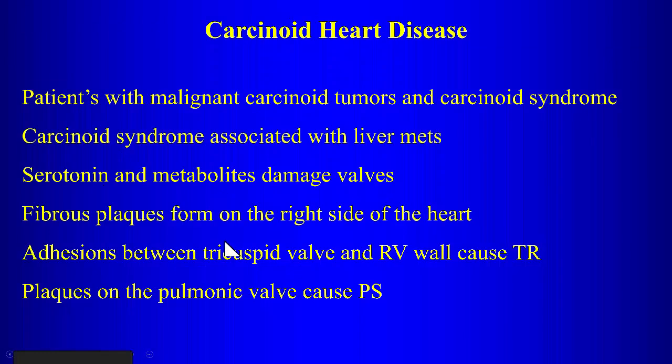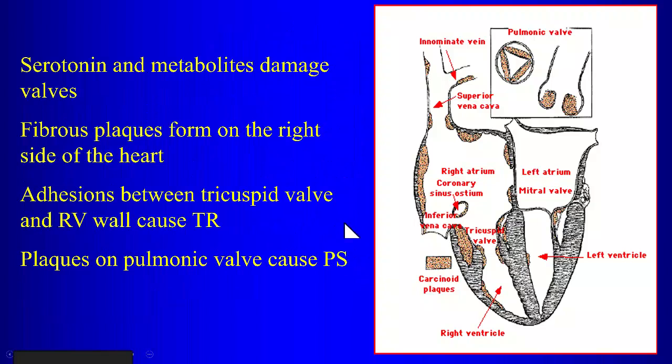So the metabolites damage the valve, and fibrous plaques form on the valves on the right side. Adhesions between the tricuspid valve and the right ventricle cause tricuspid regurg. Plaques on the pulmonic valve cause pulmonic stenosis. So you can have a combination of tricuspid regurg and pulmonic stenosis. These plaques that form on the pulmonic valve can cause pulmonic valvular stenosis. The plaques that form on the tricuspid valve cause adhesions, and so then you can develop tricuspid regurg.